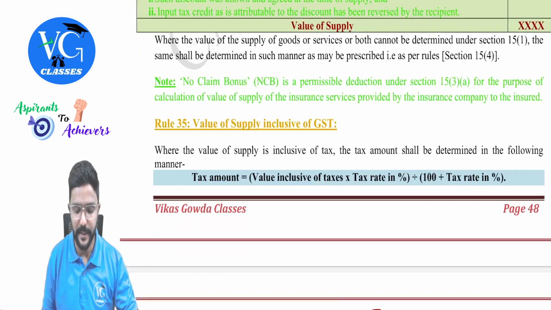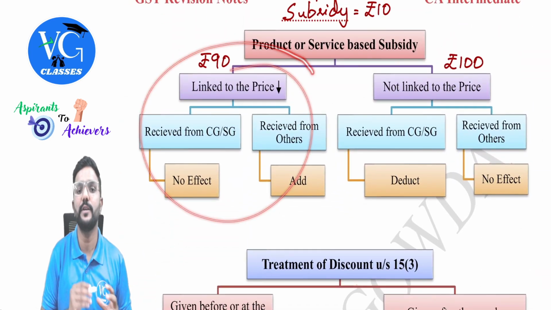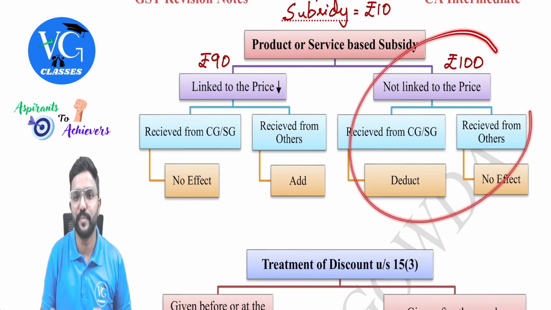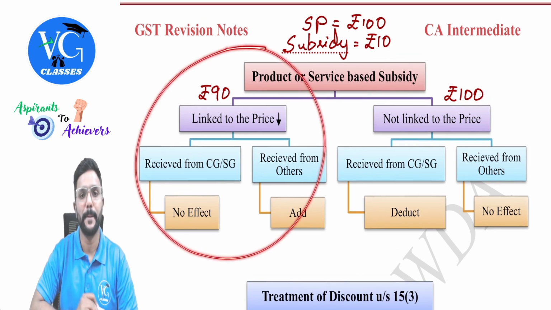I have given one chart here. See, what is given in the law is only this part, that is, linked to the price. But I will just explain this other part also so that you will have clarity. Okay. First, let us focus on this side.